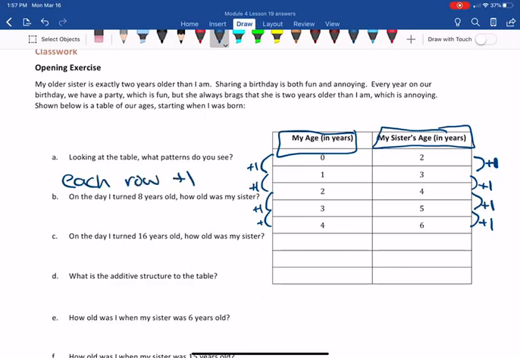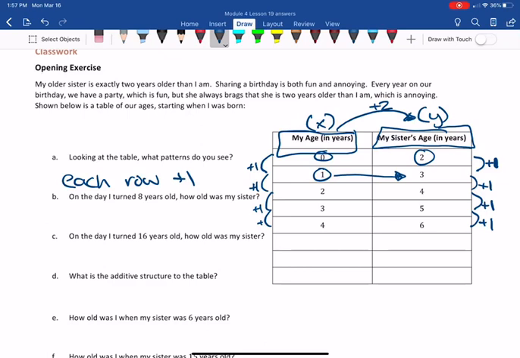is +1. Okay, but the issue is when I'm 0 years, when I'm born, my sister's 2. When I'm 1, my sister is going to be 3. So if I'm looking at from my age to my sister's age, I'm going to add 2. So every time you go from, let's just say this is the X, let's say this is the Y, you're going to add 2 years to figure out my sister's age.